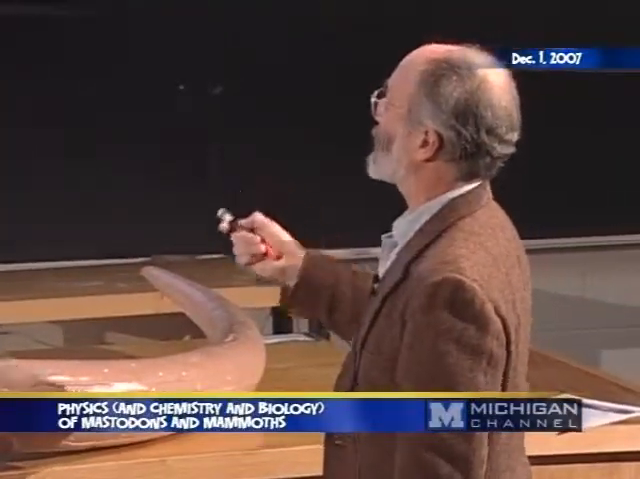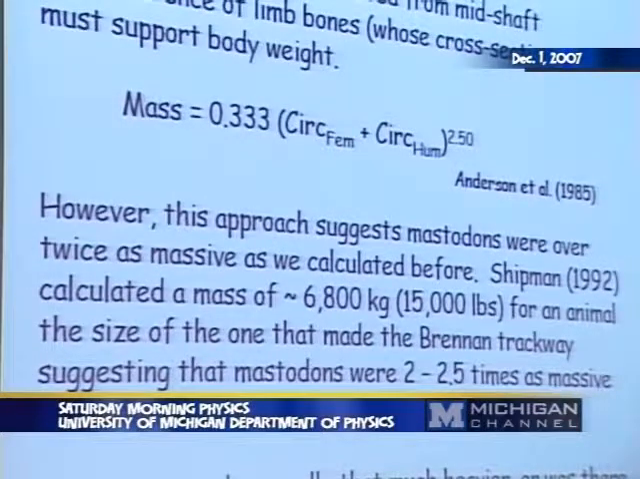Those of you that know a little bit more of the physics will notice this exponent, which is 2.5 there. That relates to the fact that body weight in general, as you scale an animal to larger and larger sizes, goes up as a third power of linear dimensions, whereas the cross-section of the bones goes up as the second power of linear dimensions.